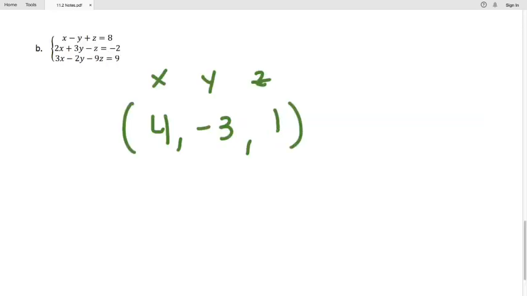All right, final answers for B, 4, negative 3, and 1. X is 4, Y is negative 3, Z is positive 1. That one was a little bit more tedious than part A. The fully worked out solution is on the class website under the notes handout key. So take a look at that if you feel like you made a mistake anywhere.